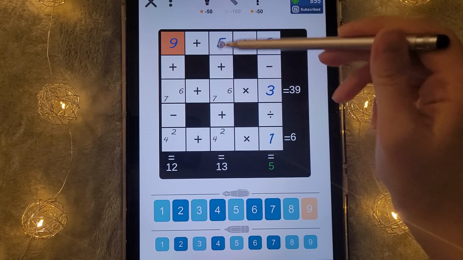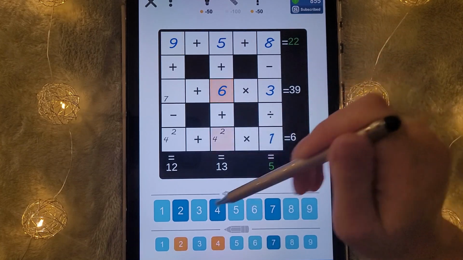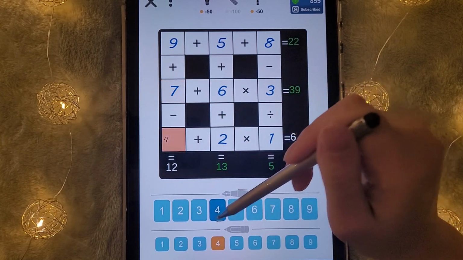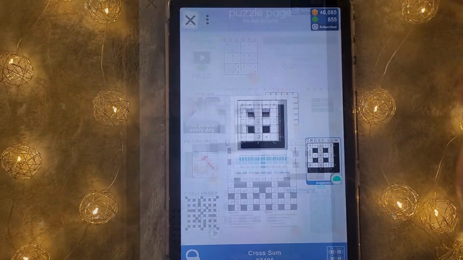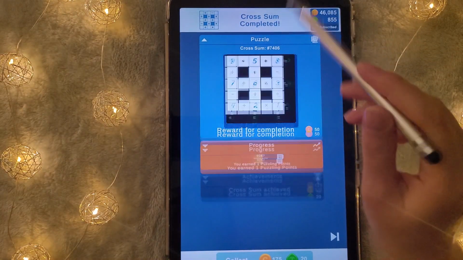So because this is a 5, I know these have to add up to 8, and there's only one combination that adds up to 8. That means this is a 7, and that's the 4. There we go. That one actually didn't take me too long. I feel like usually they take me a lot longer.